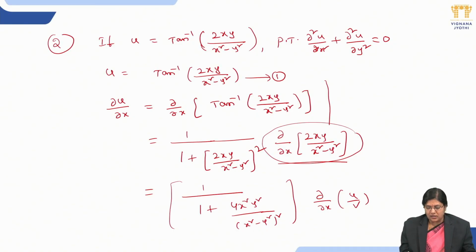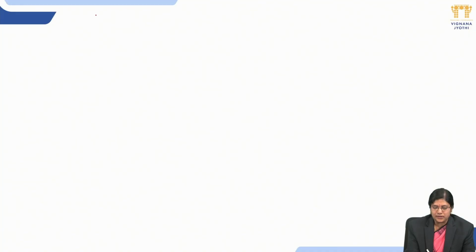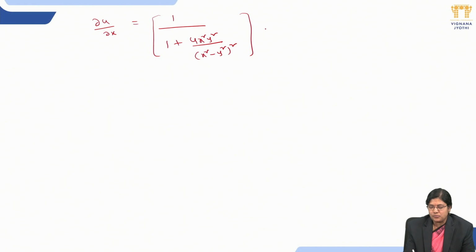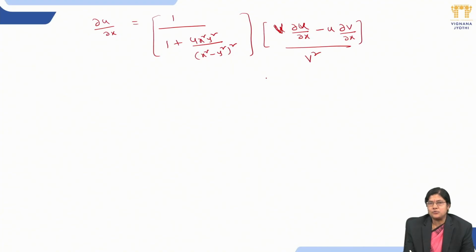Now, applying that definition, we have ∂u/∂x equal to 1 by 1 plus (4x²y²)/(x²−y²)² into d/dx of u by v. The form is (v·∂u/∂x − u·∂v/∂x) by v². d/dx of u by v is equal to v into derivative of u with respect to x minus u into derivative of v with respect to x, by v squared.